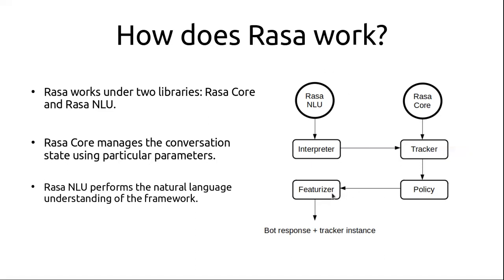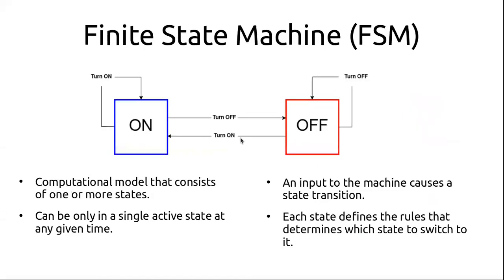Then the last step we have is the featurizer. It gets help from the tracker, and it creates the vector representation of the current conversation state, so that the action later can create a tracker instance after every interaction with the bot. Although Rasa can participate in a dialogue, it just doesn't use dialogue trees.